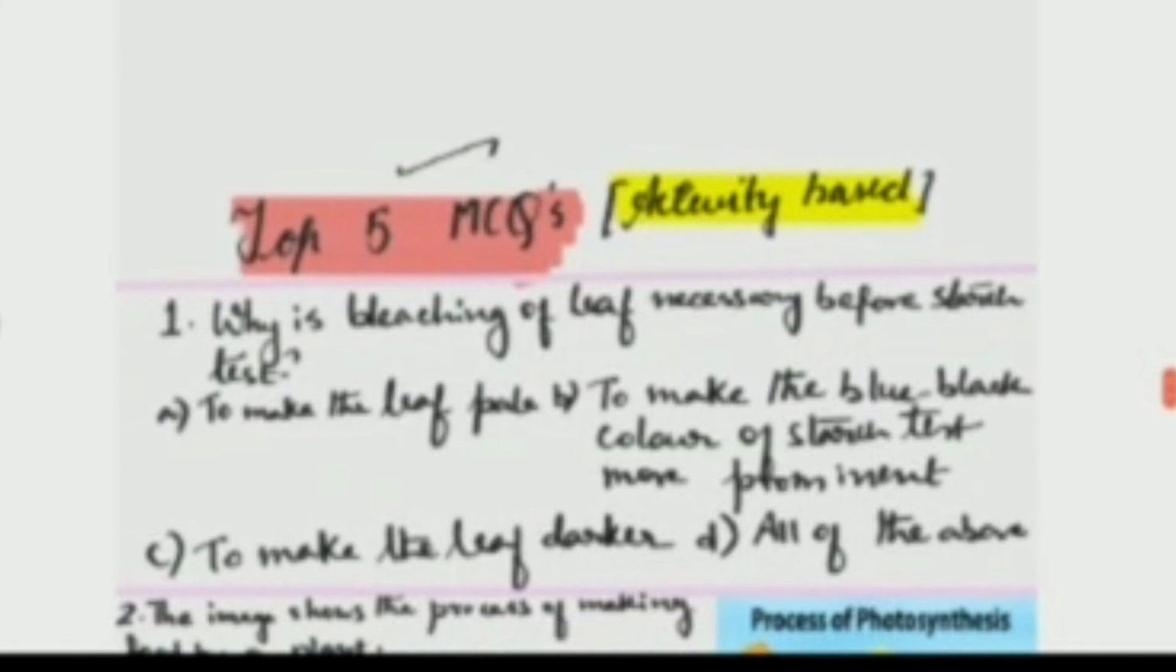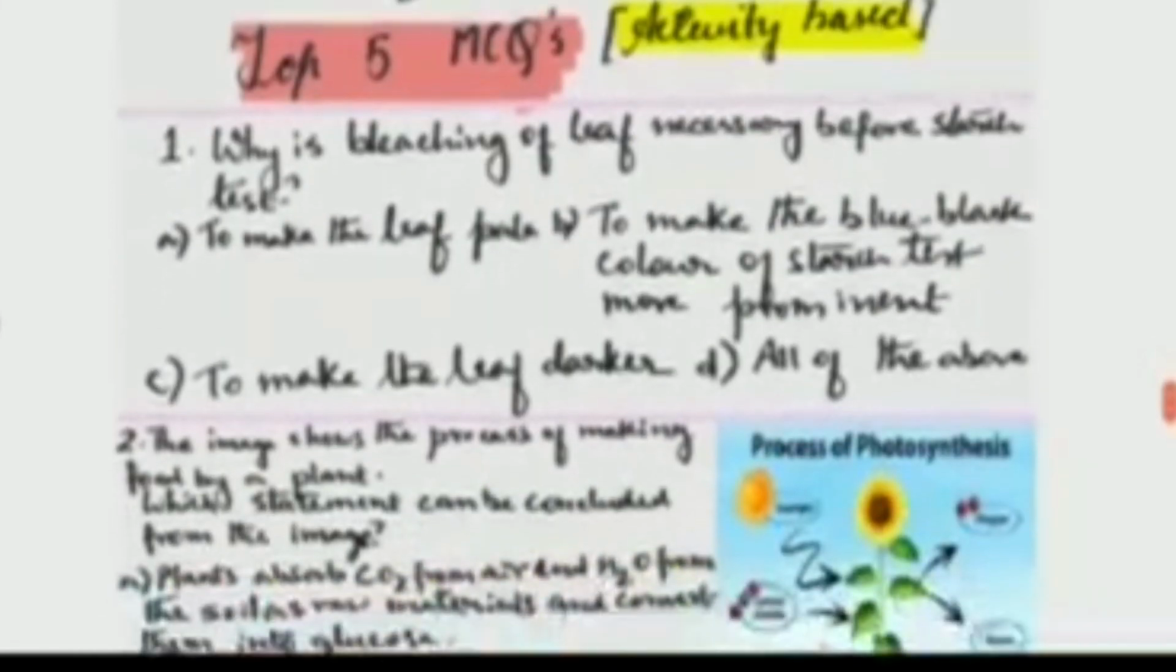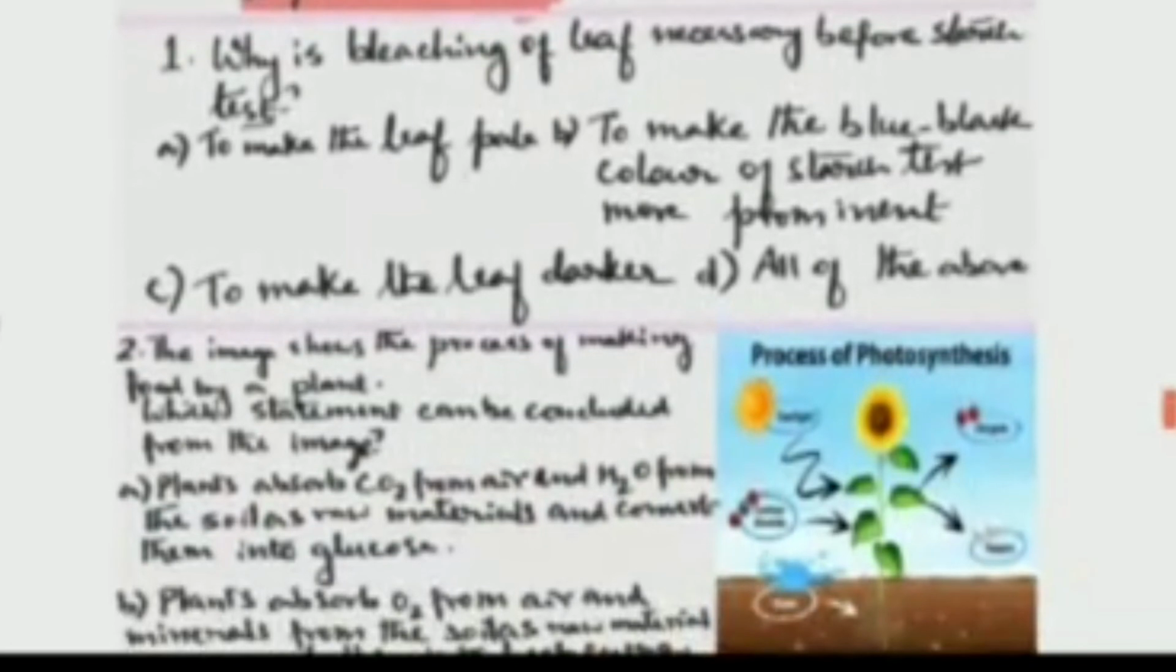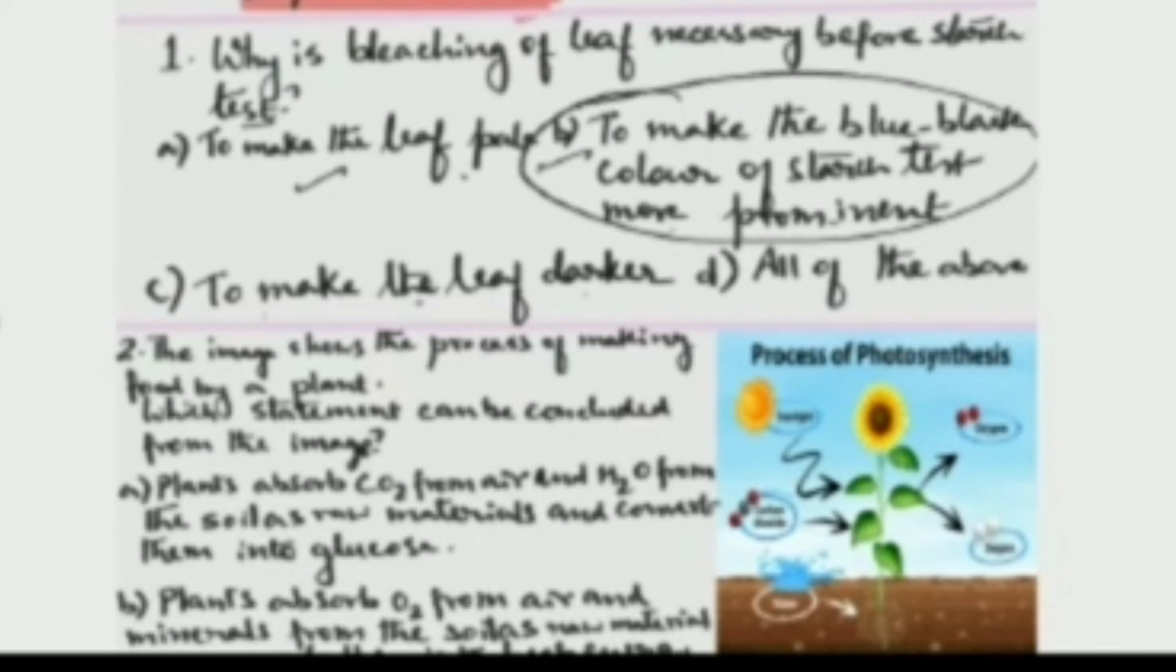So first is, why is bleaching of the leaf necessary before the starch test? Options are: to make the leaf pale; second, to make the blue-black color of the starch test more prominent; third, to make the leaf darker; and all of the above. What do you think? Both are very nearby answers, isn't it? To make the leaf pale. But why to make the leaf pale? To make the blue-black color prominent. Okay, so B is the correct alternative answer. Okay, it means it is the most appropriate answer.